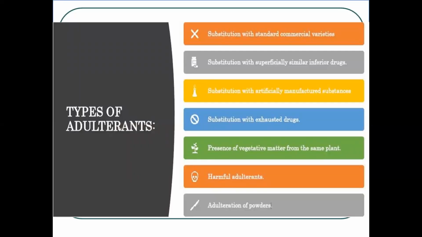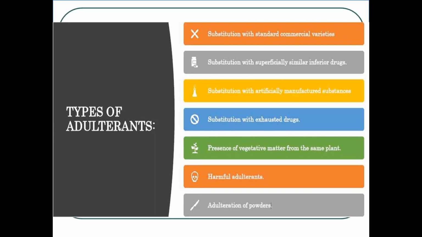Now comes the types of adulterants. There are various types of adulterants. What things is it done with? It is somewhat similar to the stages of adulteration. So the first one is substitution with standard commercial varieties, the varieties that are coming in your market. Then substitution with a superficially similar but inferior drug, which will look superficially similar but be low in quality. Then the third one is substitution with artificially manufactured substances.